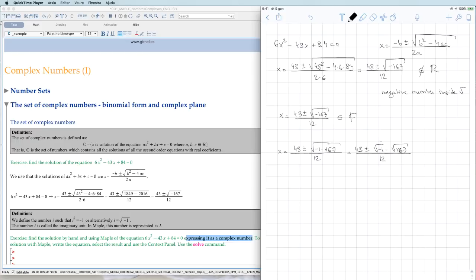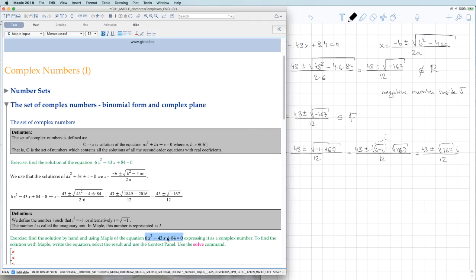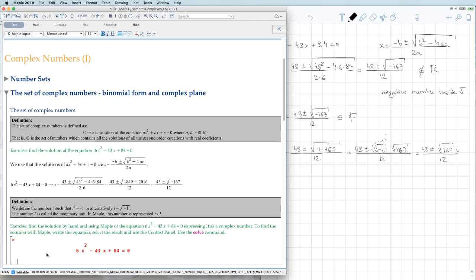So we have this, and now the important thing is that this is the imaginary unit. So what we get is that this is 43 plus minus square root of 167i divided by 12. So this is our complex number. If we do it using Maple, we just copy this expression here.